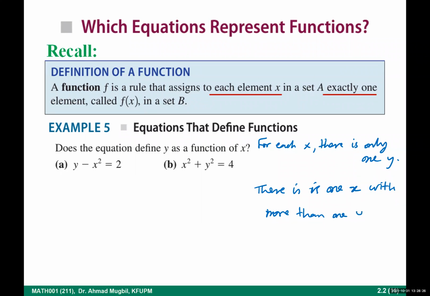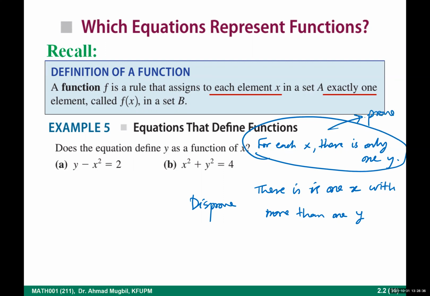More than one y, then this is not a function. This is disproof. You disprove, and here you need to use this to prove. This is proof. Again, this is well known in the basics of mathematics. If you want to prove, you need to prove for all. If you want to disprove, bring one. Give me one counter example. If you have one counter example, then you disprove.